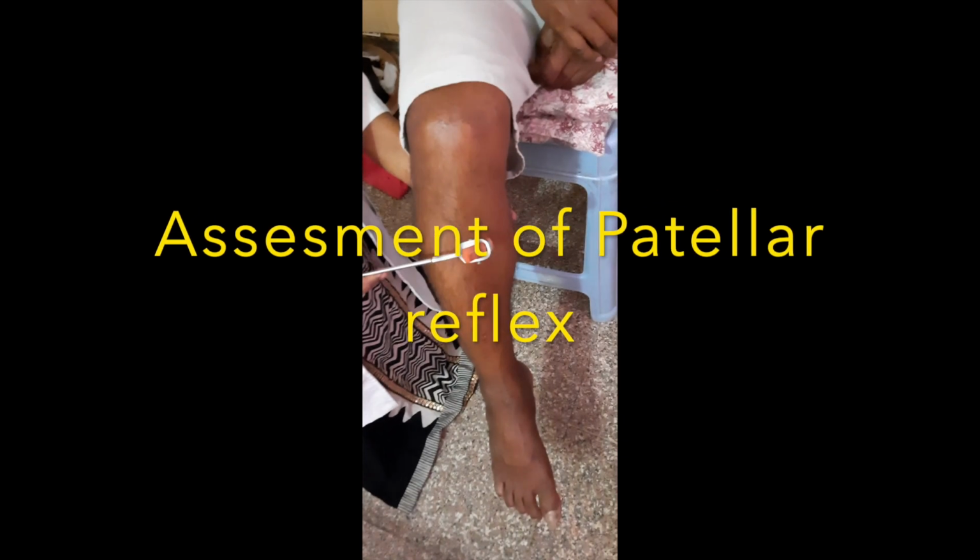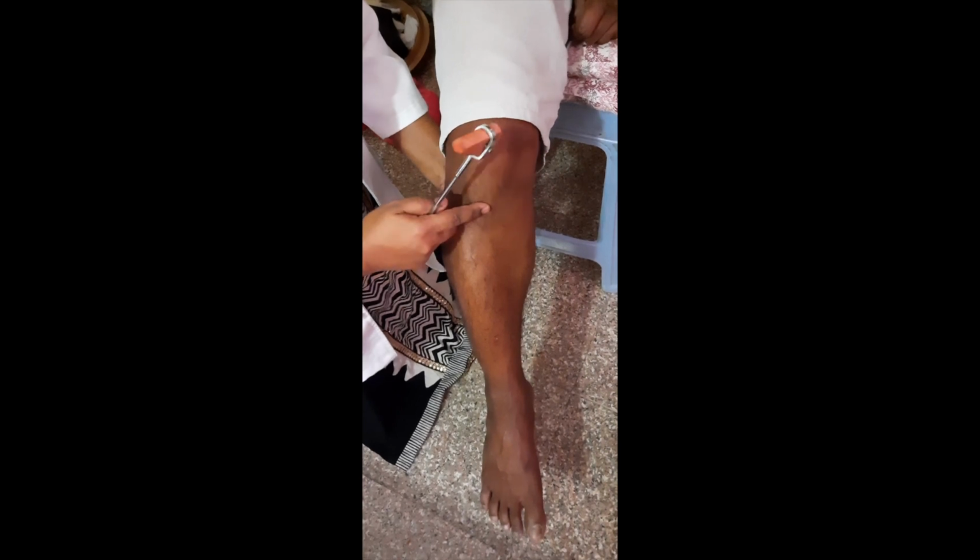Next one is the patellar reflex. To assess the patellar reflex, you have to find the kneecap. Below the kneecap, there is a cord-like structure, the tendon. This tendon is to be struck. When you strike it, there will be extension of the leg.